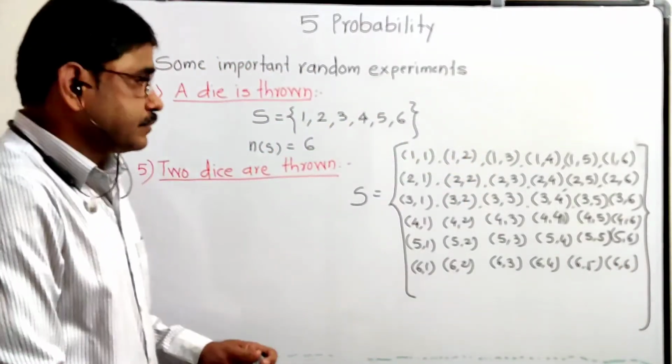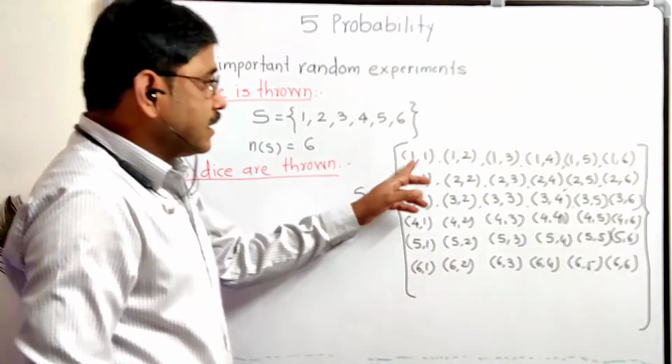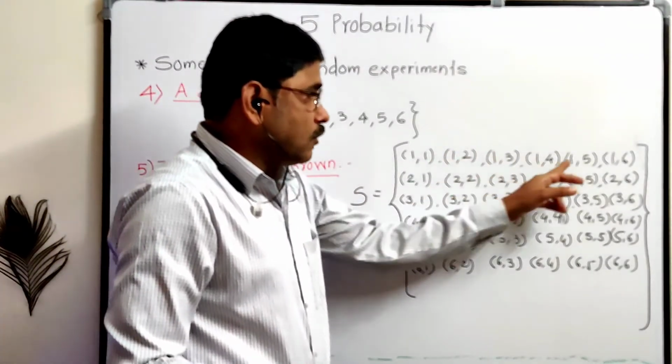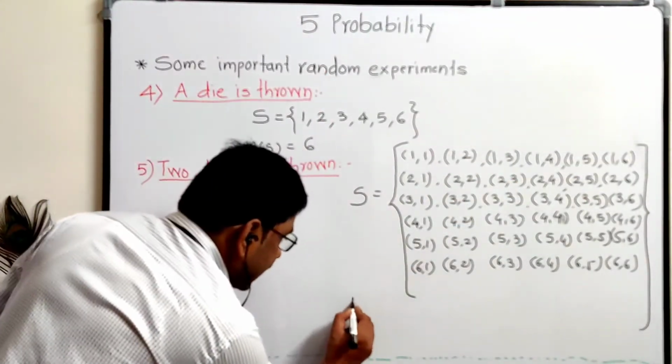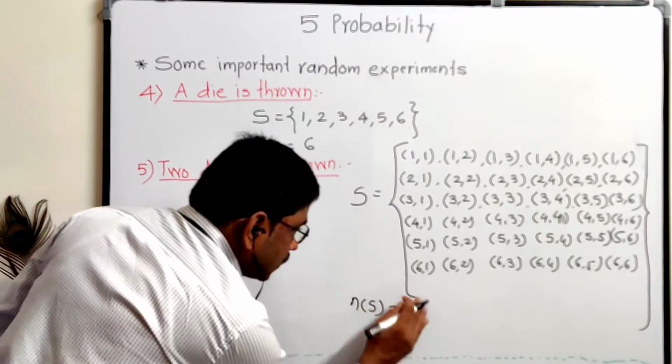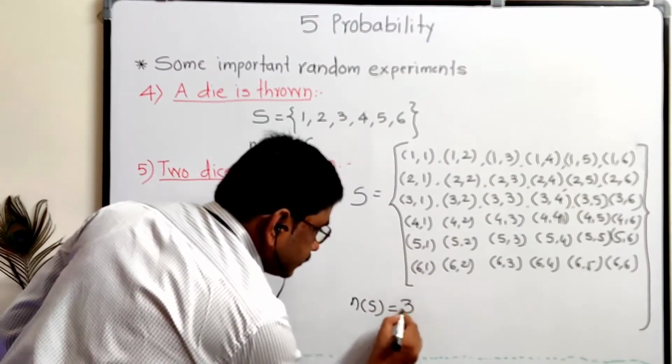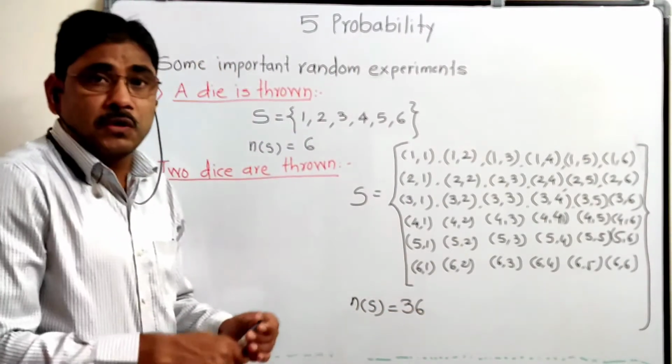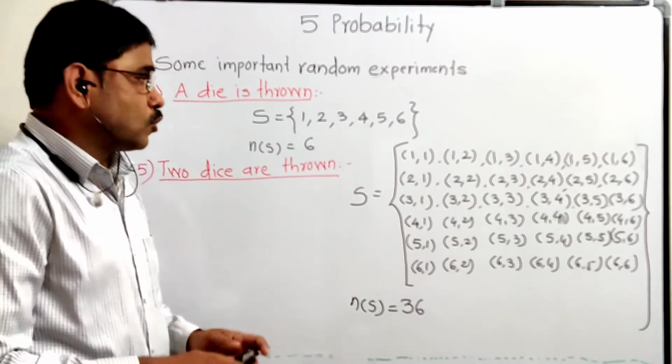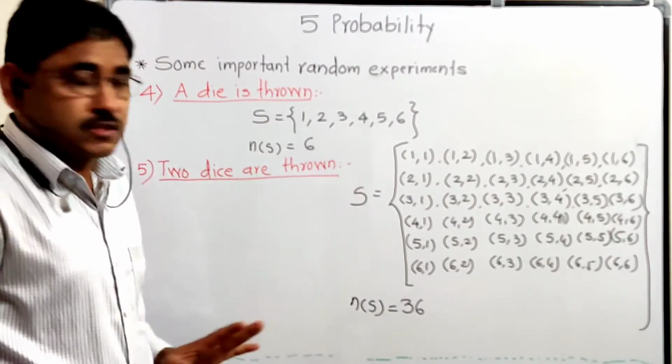So here, how many terms are there? 1, 2, 3, 4, 5, 6, 6 sixes are 36. So n(S) is equal to 36 here. n(S) is equal to 36 when two dice are thrown simultaneously. So remember this one, how to write.